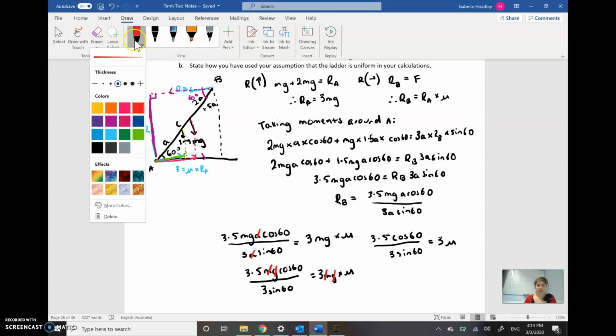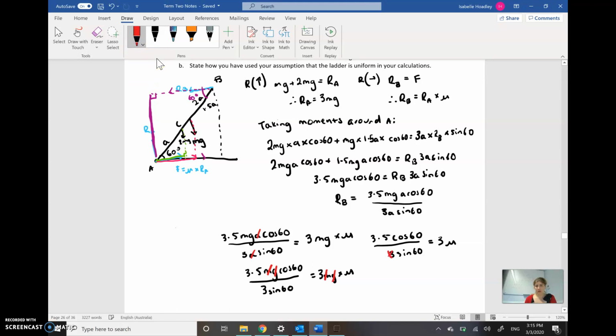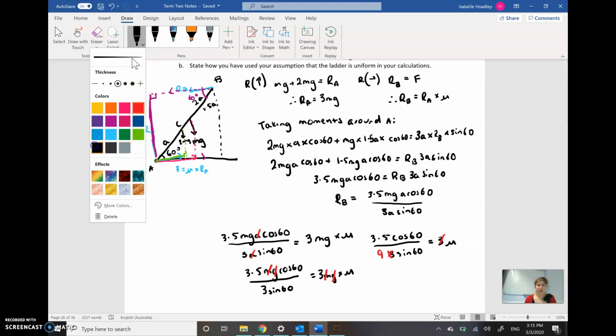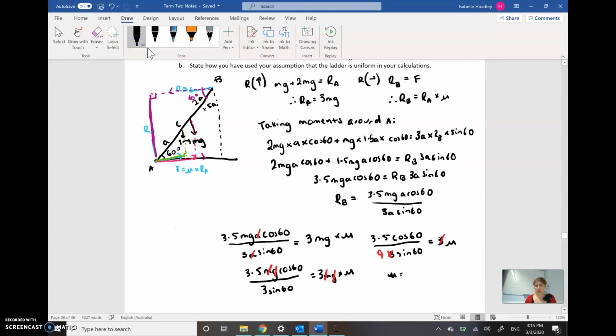So I'm just going to change this to a 9, cancel that out. So my coefficient of friction is equal to 3.5 cos 60 over 9 sine 60. All right, now I'm just going to chuck that in my calculator. I'll be back in a second. Lovely. So I work that out and I get 0.2225 as my coefficient of friction. Okay, perfect, that's done. All right, we'll start on the second part.